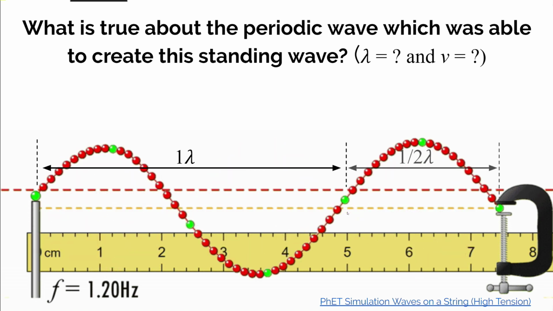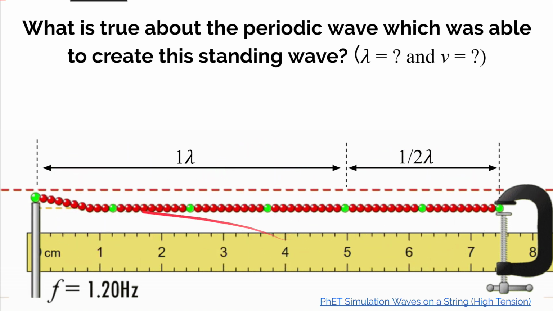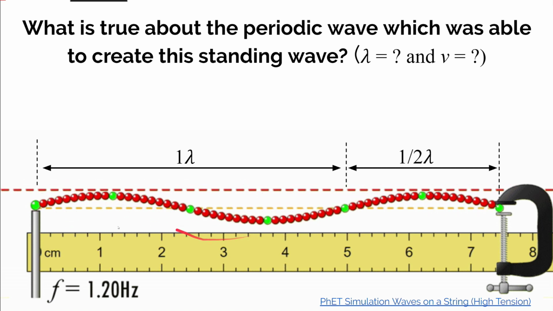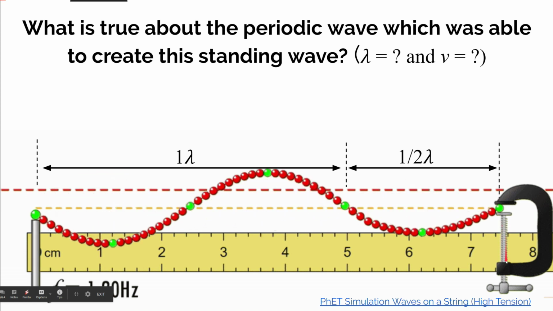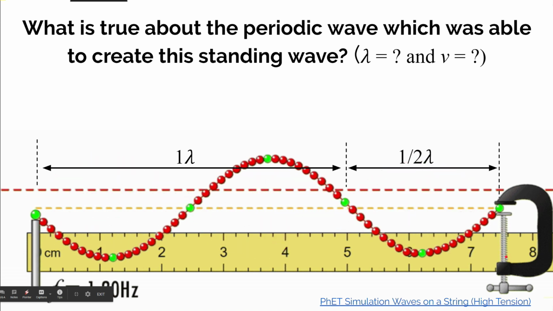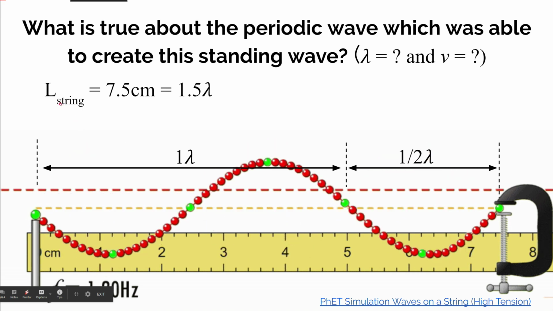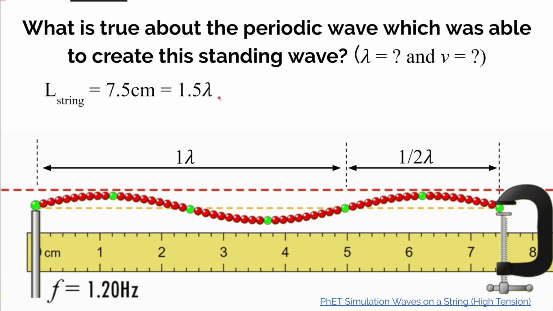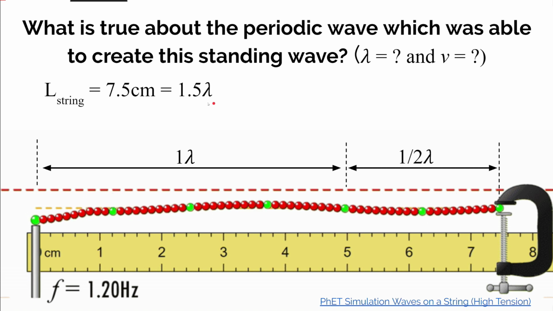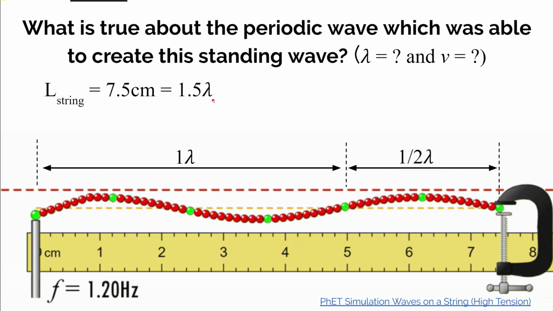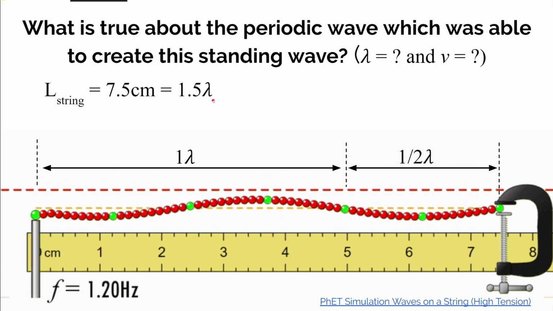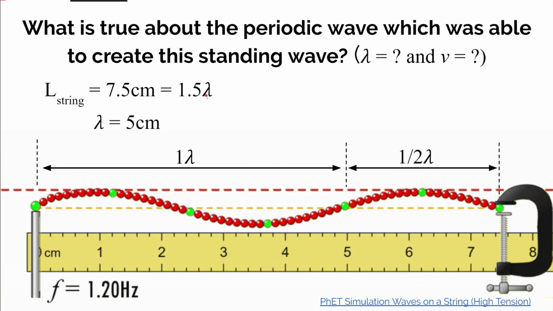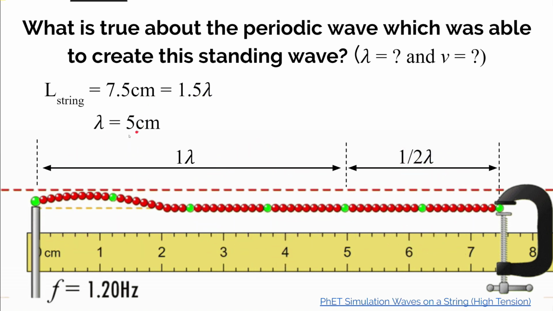Another way to look at it is to think about how many wavelengths fit in the full length of the string. In this case, if we look at the meter stick down here, we can see that the length of the string that's used is about 7.5 centimeters. And so we can say the length of the string, which is 7.5 centimeters, is the same as 1.5 wavelengths. So if we have this statement, we can solve for how big a single wavelength is. Lambda here is an unknown. This is an equation. So if we divide each side by 1.5, we end up getting that wavelength is equal to 5 centimeters, like we talked about initially.